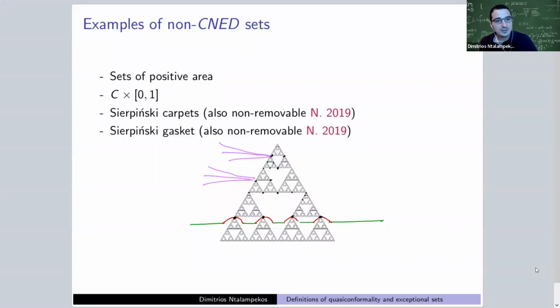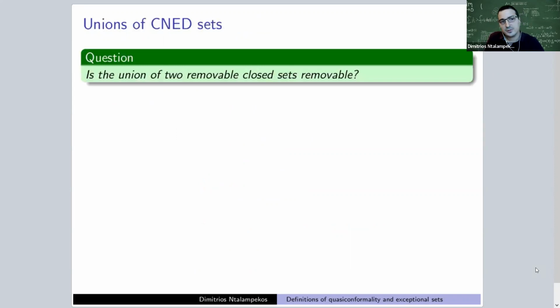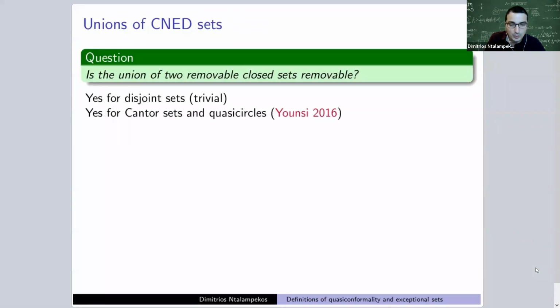All right, so these are some examples of non-CNED sets. And in the last couple of minutes, let me just present a slide on the unions of CNED sets. So it's an open question whether the union of two removable closed sets is removable. We can't answer this question now, but we can only answer the question for some trivial cases like unions of disjoint sets. And we only know that unions of Cantor sets and quasi-circles are also removable. So we know how to answer this question in specific cases, but not in general.